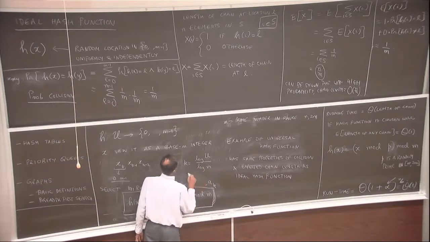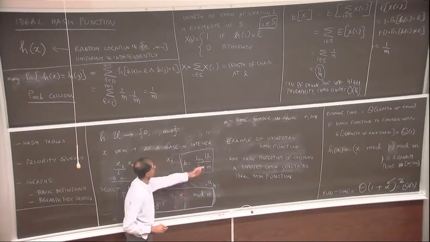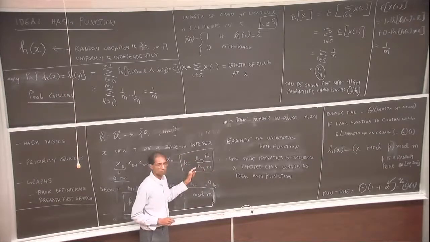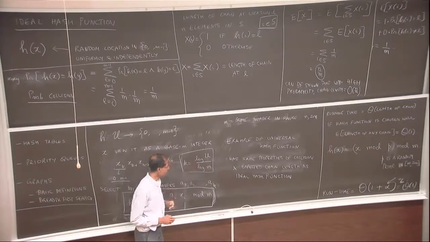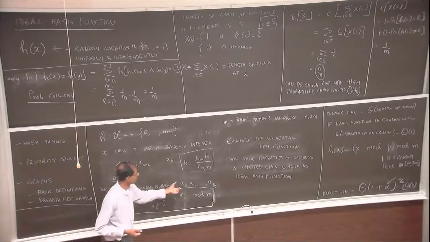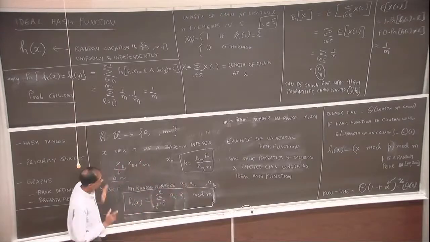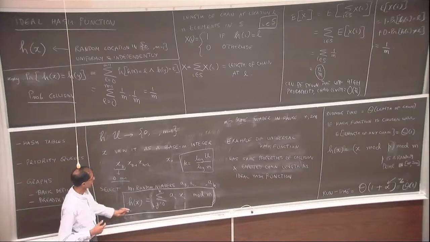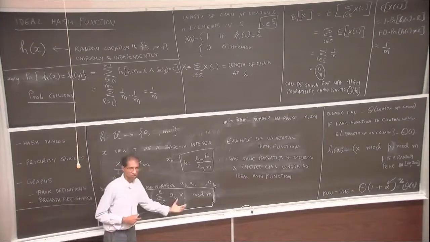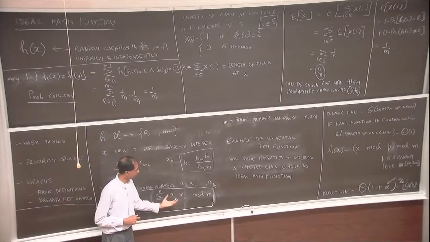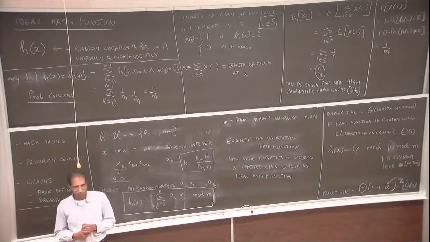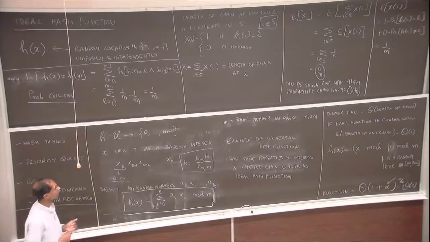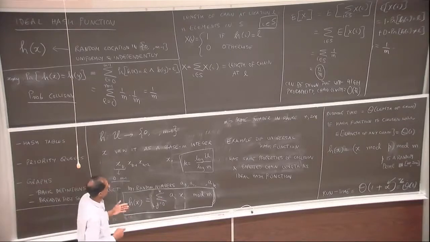So k is, even though u is very large, log u over log n is very small. So these are the only elements that you need to store, and you are doing this randomness once at the beginning. That's all you need to store. And calculating the hash function is not difficult. It's just some multiplications and additions and a mod operation.